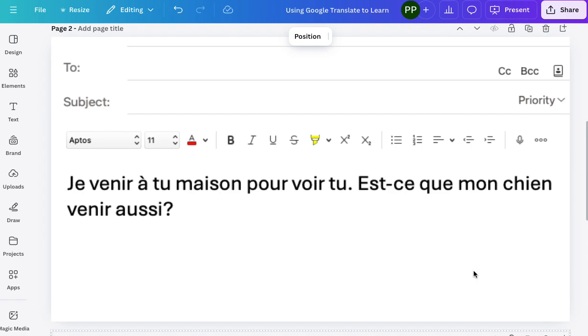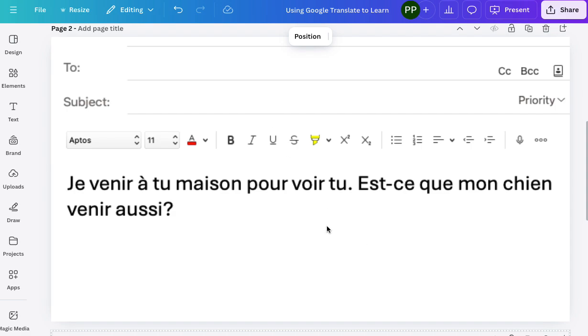Next, I want to say, can I bring my dog as well? So I know I could ask questions using est-ce que. Est-ce que mon chien venir aussi? I know that verb venir means to come. So, I want to come to your house. I want my dog to come. So I've used that verb venir a couple of times. Now, if I sent this off to my friend, they would probably be able to understand my message. But this is a great opportunity for me to learn and practice.